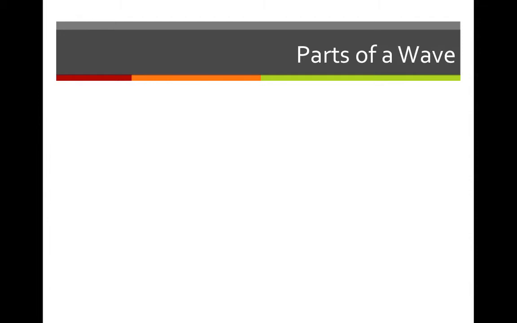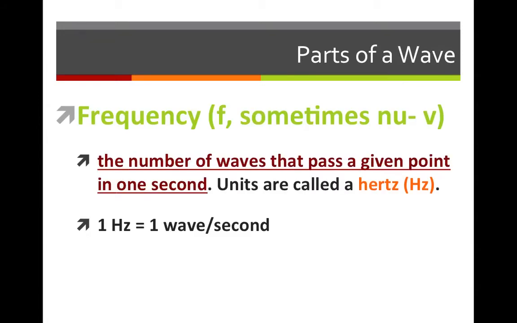So continuing parts of a wave, the next topic we have is frequency. Frequency is denoted by F, the letter F, and sometimes you will see it as the Greek letter nu, which looks like a V, but it's nu. Okay, so frequency, just like if I said how frequent does something happen, it means how many times does it happen in a certain time period.